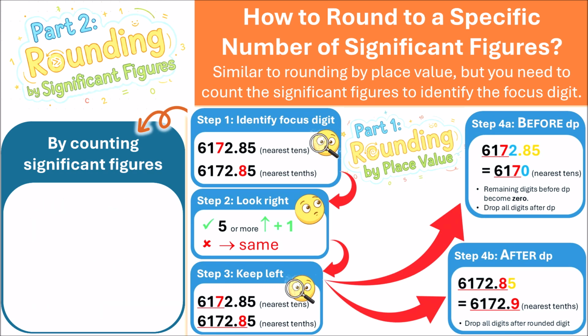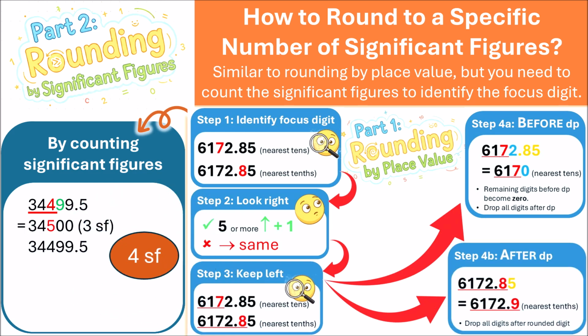Next up, we explore rounding the number 30,491,499.5 to different numbers of significant figures. To round it to 3 significant figures, the focus digit is 4. Then we look right at the next digit, which is 9, and that's more than 5. So the focus digit increases by 1. And based on steps 3 and 4b, we get 30,500,000.